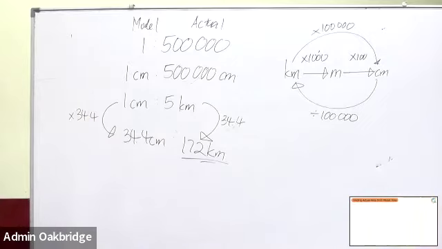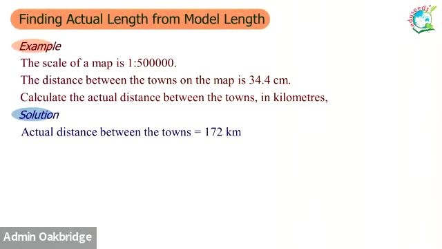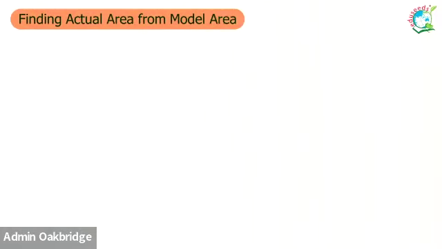Okay, the next one is finding the actual area from the model area. This is about area. Before this, it's just about what? Just about the length. But now we have area.